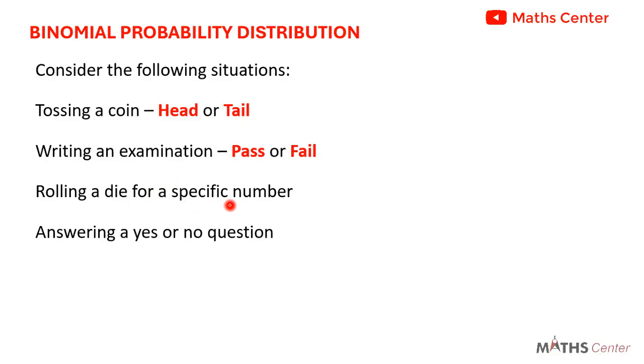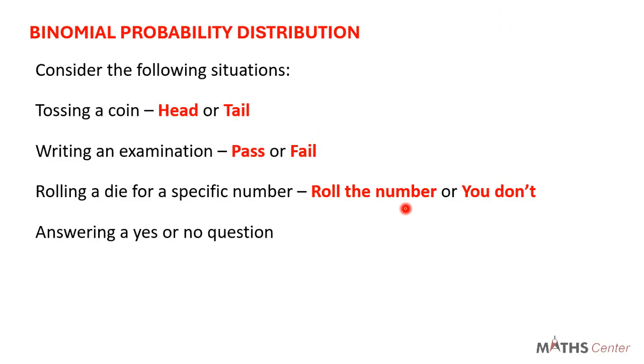When you roll a die for a specific number, let's say you are playing a game where you use a die and you want to roll the die for, let's say, the number 3. When you roll the die for a specific number like that, it's either you roll the number or you don't. So if you are rolling the die for the number 3, it's either you roll the number 3 or you don't. There are only two possible outcomes, and they can't happen at the same time. It's either one happens or the other.